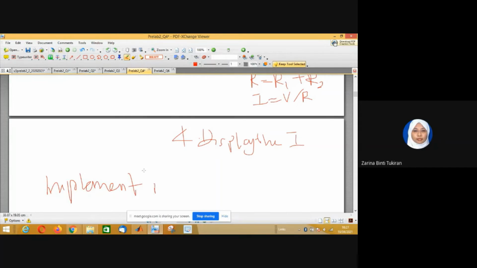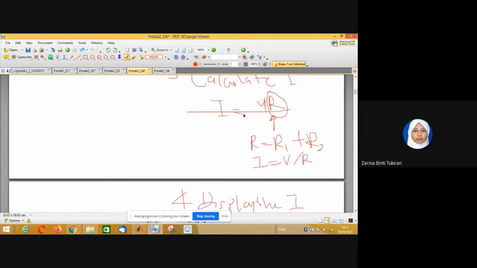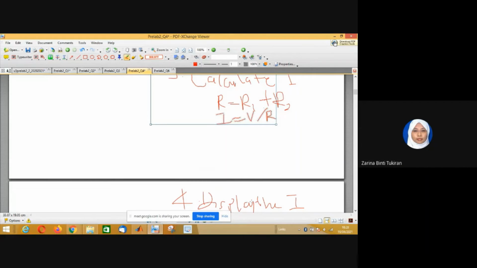Implement in MATLAB code. What you need to implement in the MATLAB code is the algorithm. So this is the algorithm. Let me delete this for a moment so that it is easier for us to translate the algorithm into MATLAB. Here. Okay, this.